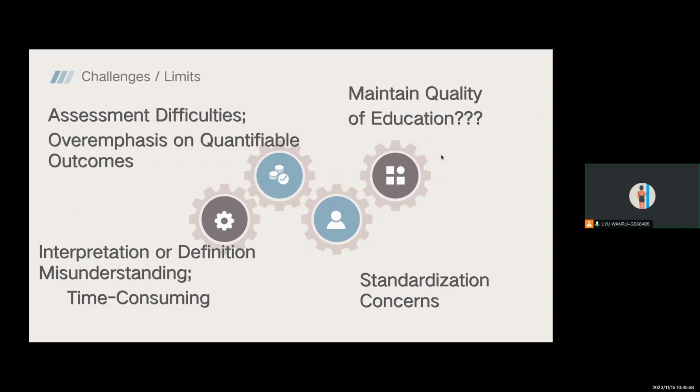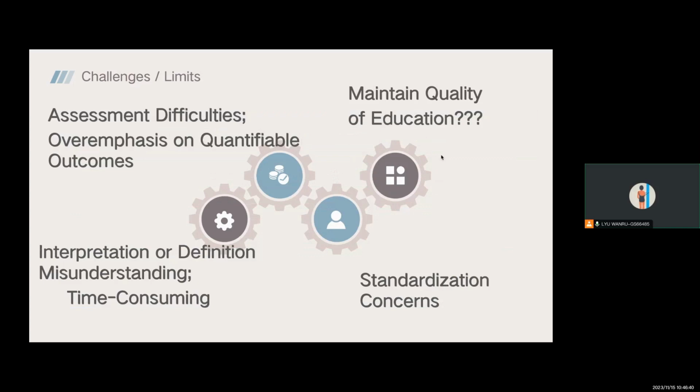Designing and implementing effective assessments to measure complex outcomes can be challenging, and there is a risk of overemphasizing easily quantifiable outcomes at the expense of the soft skills like critical thinking and creativity, which may be equally important. Also, the interpretation or definition misunderstanding. The definition of the outcomes decided upon are very subject to interpretation by those who implement them. By outlining specific outcomes, a holistic approach to learning may be lost.